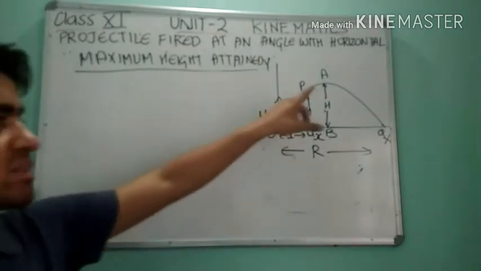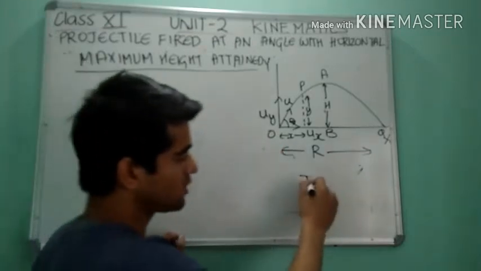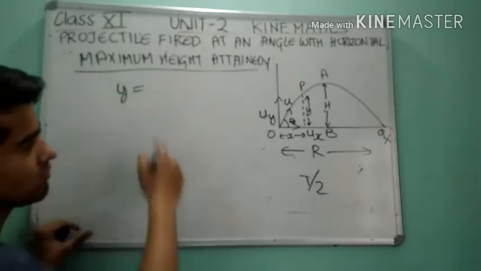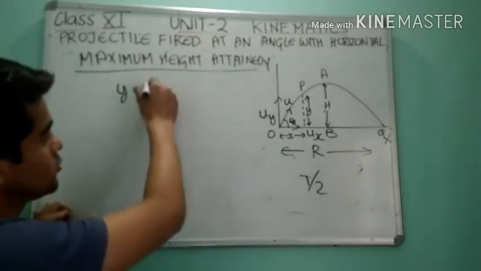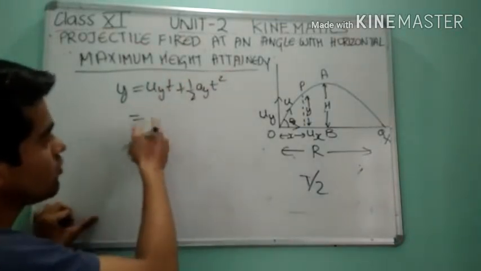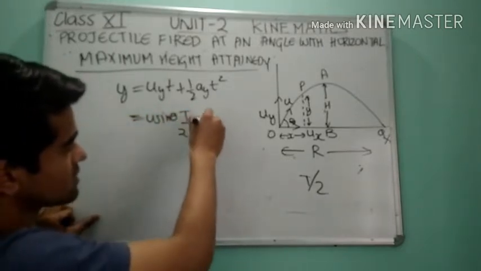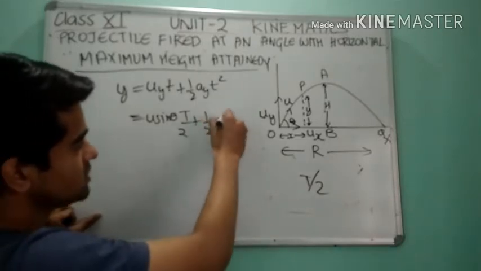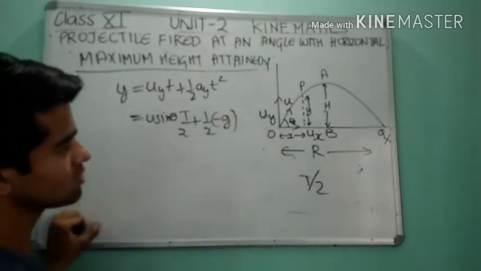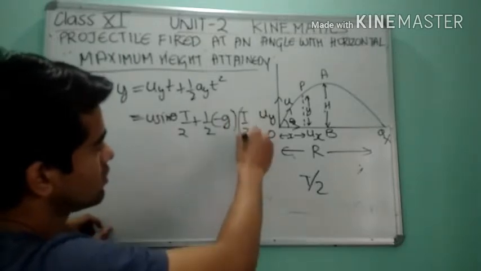The projectile will attain its maximum height at point A. It will take time T by 2 to reach there, and from the second equation, we consider the motion along the y-axis. y is equal to uy t plus half ay t square. Now uy is u sine theta, t is T by 2, plus half ay is minus g, because from O to A the motion is opposite to the influence of gravity, and t is again T by 2 whole square.